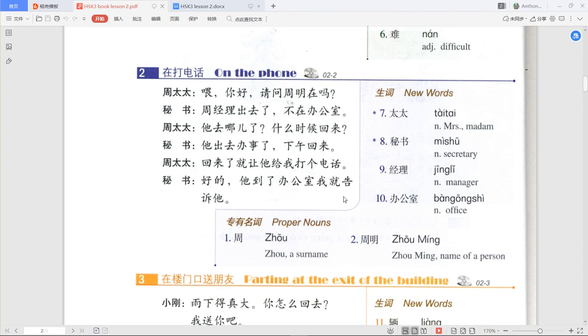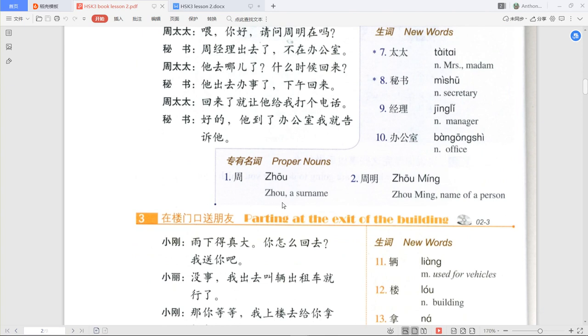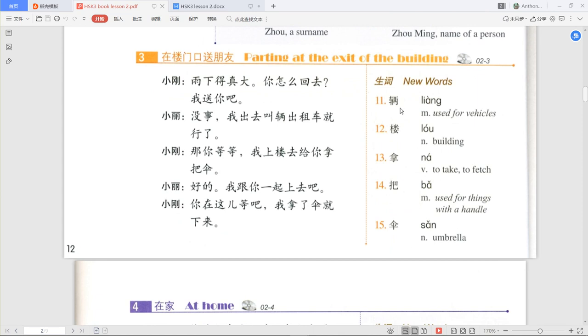Okay, this is the second part. The third part, here we have some vocabulary. First one, 量, a measure word for vehicles. So if we say 汽车 is car, one car, we say 一辆汽车。公共汽车 is bus, you say 一辆公共汽车。So for all vehicles, this is a measure word. 楼, building.